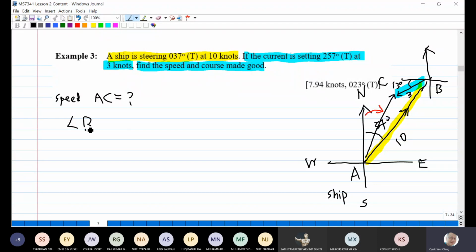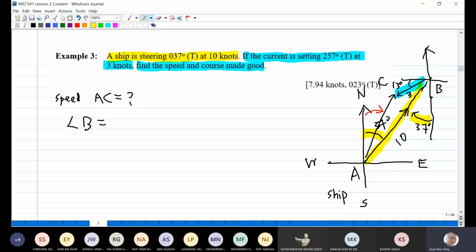Do you know what angle B is here? We know that this angle is 37 here, because of this yellow one. So this is equal to 37. And then this angle is 13. Okay, 13. So angle B is what now?